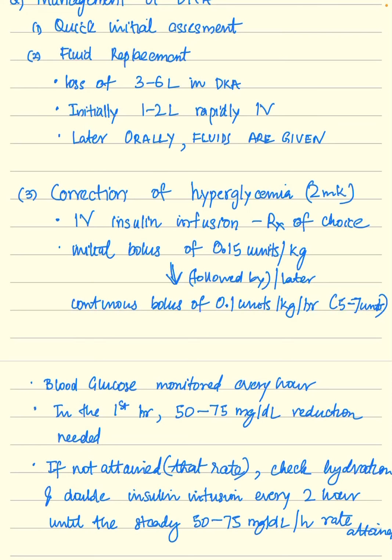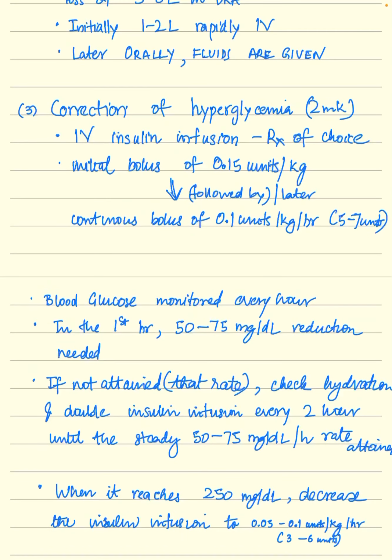Blood glucose is monitored every hour. In the first hour, a 50 to 75 milligram per deciliter reduction is needed. If that rate is not attained, we have to check the hydration status and double the insulin infusion every 2 hours until a steady 50 to 75 milligram per deciliter per hour rate is attained.